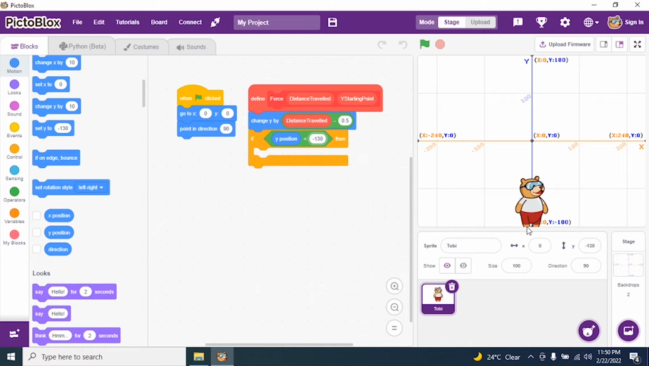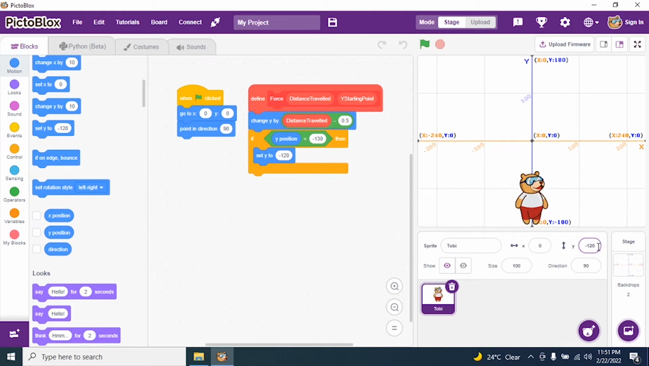I can't see his legs. Okay, it's already gone in. Okay, if y-axis, that is y position, is less than minus 130, okay, set y to 120. I will make it and see, and set y to 120. So I will make it 120 and see if it is above the line.